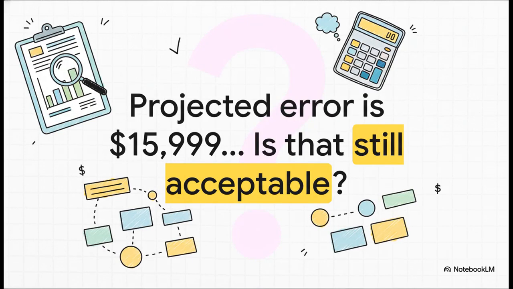But what if the number was right on the edge? Like what if it was $15,999, just $1 under the limit? Is that still okay? This right here reveals the most important insight of all. Audit sampling isn't just about the math. It's about where the numbers stop and where an auditor's professional judgment has to begin.